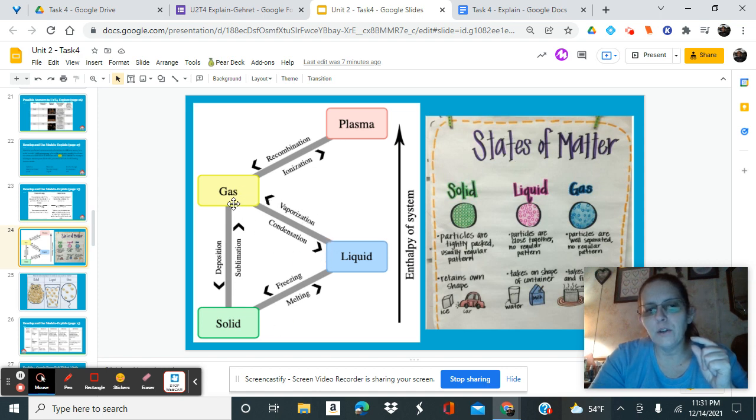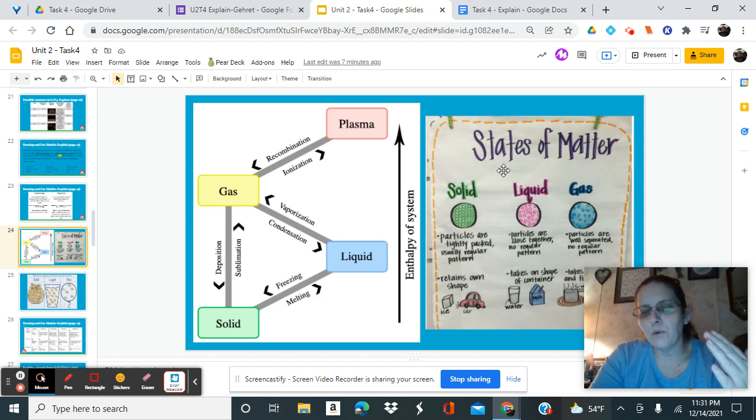So this kind of gives you a little clue. Let's say, for example, condensation is from gas to a liquid. It takes a gas in the air and then it forms a liquid, like on your glass. That's condensation. Vaporization is the opposite. It's a liquid to a gas. We don't really talk a lot about plasma here. This is a really important thing to have in your mind.